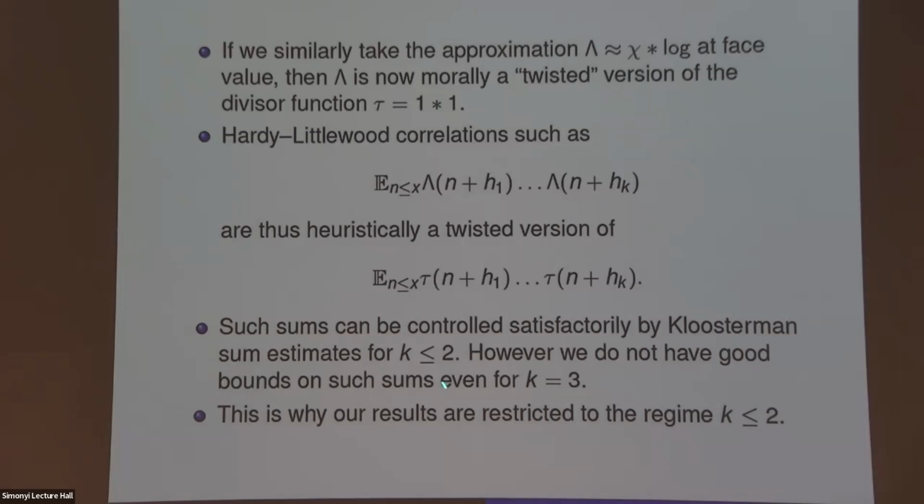And this is the main reason why we can only handle at most two copies of that, because the current state of the art for the divisor function is also about two copies of the divisor function. But the moment there's a breakthrough over here, there will likely be a corresponding improvement to our theory.